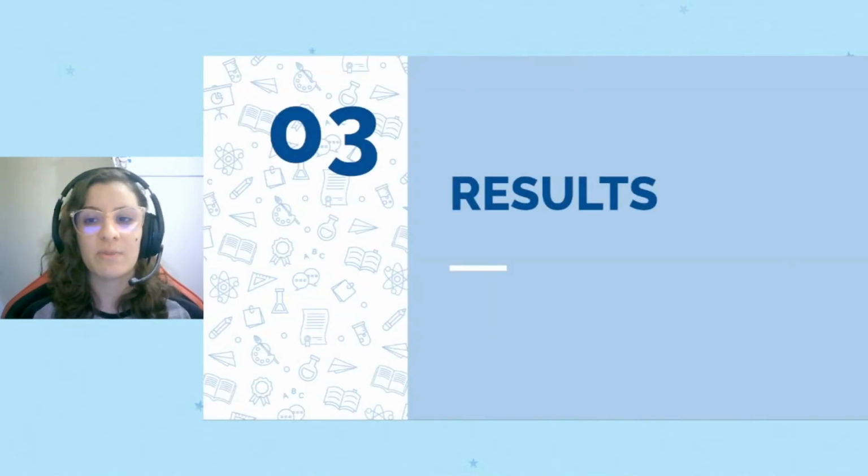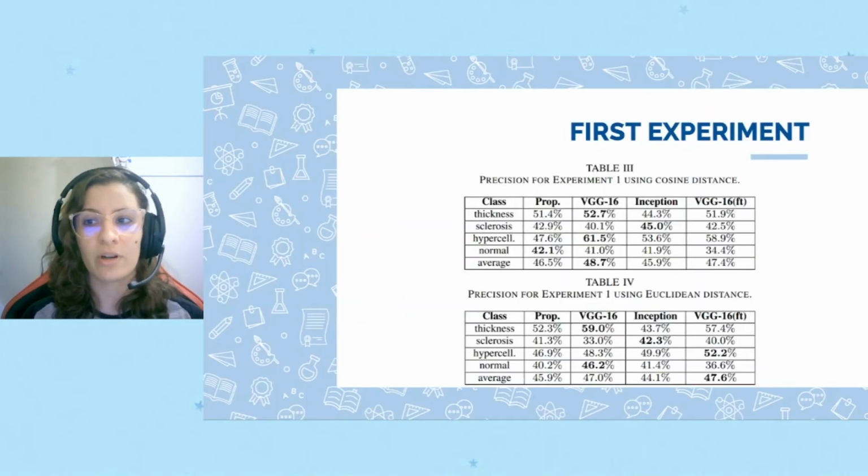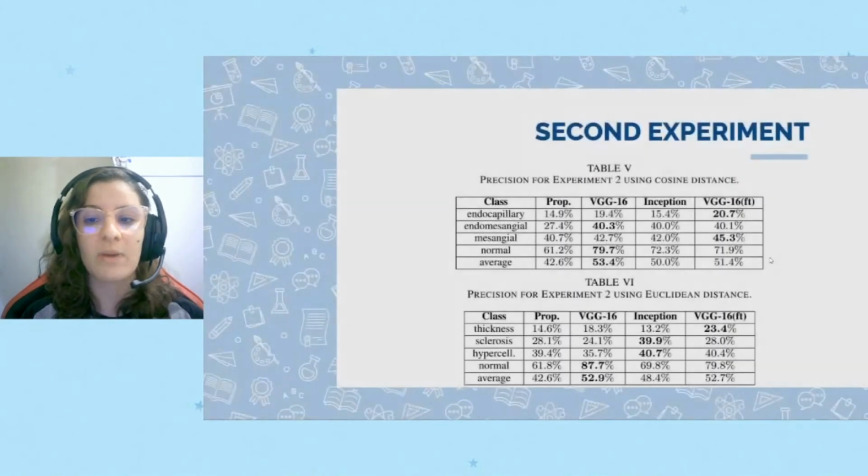The results of experiments 1 and 2 are available in Tables 3 and 4, and Tables 5 and 6, respectively. In Experiment 1, using images of different glomerular lesions, the VGG16 architecture yielded the best average precision, although its performance was inconsistent between classes. This same architecture also outperformed its counterparts in Experiment 2, in which the images tend to be more similar to each other since they are related to the same glomerular lesion.